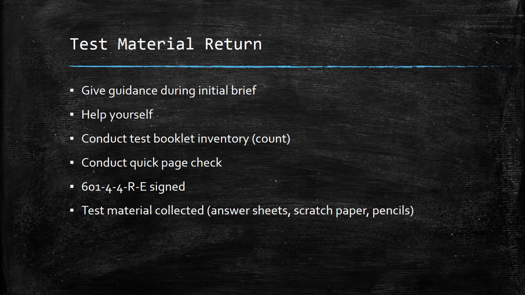Once the test session is completed and administration is done, you need to be in position and ready to receive test material as the assistant TAs return the material. You should probably give guidance to the TAs during your initial brief on how this process will work. I recommend that you indicate to the assistant TAs that those books that are not used be bound together. I'm assuming that when you build out the individual administration kits for the TAs, they will be bound by rubber bands.